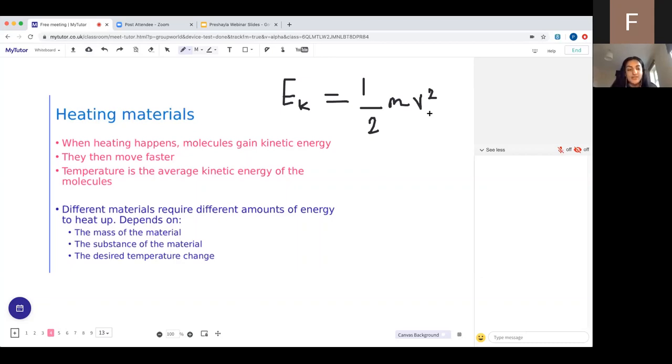And then the desired temperature change. Well, that makes sense. Trying to melt a block of ice by 2 degrees is going to be easier than trying to melt a block of ice by, say, 10 degrees. So those are 3 different things that heat energy depends on. And now we're going to relate them all into an equation.